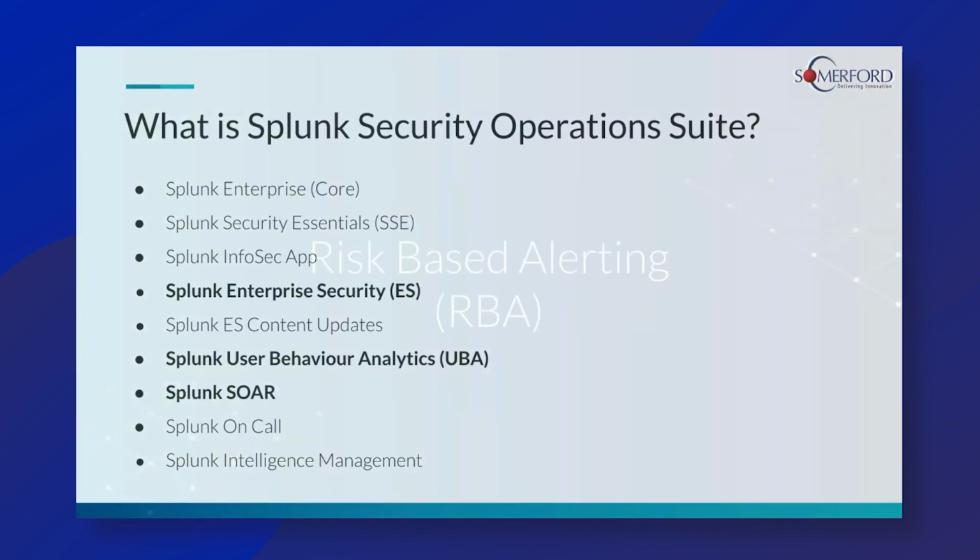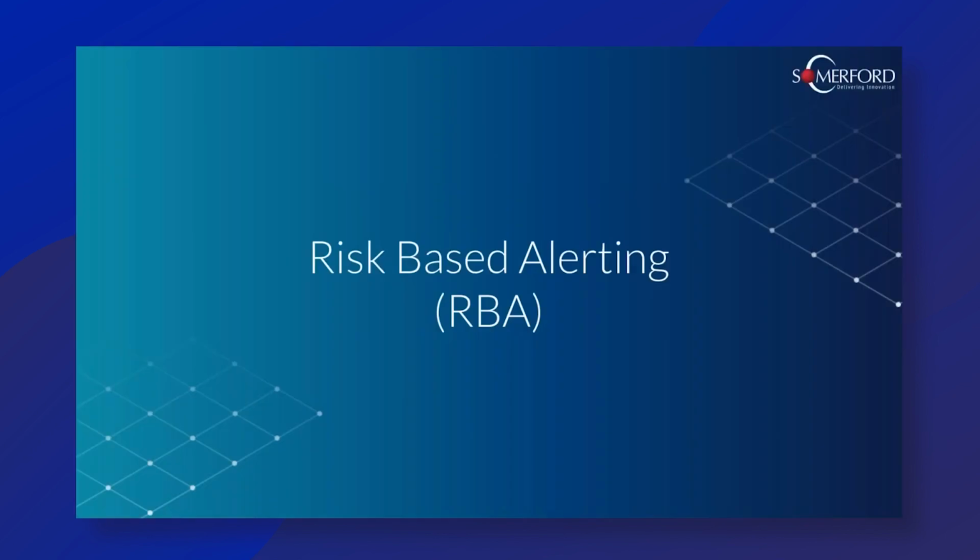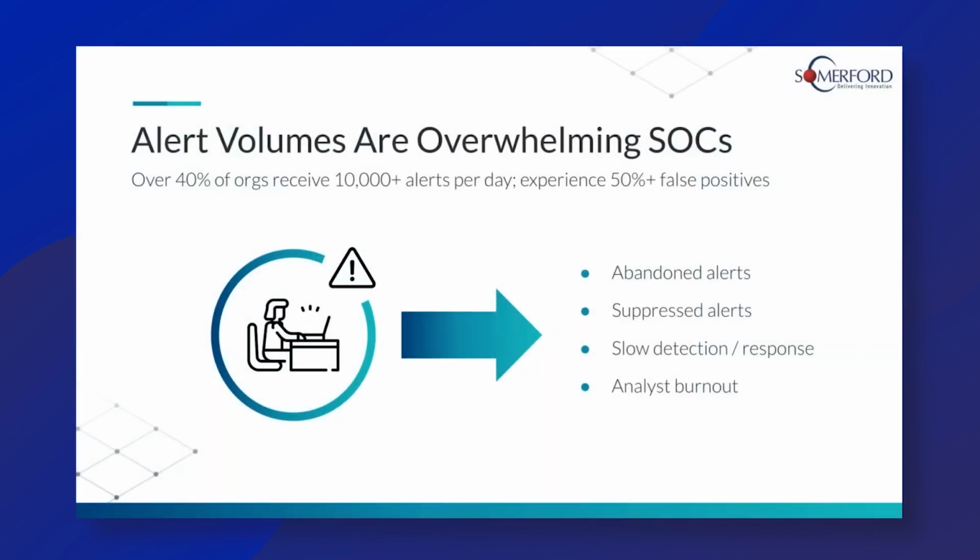Good. Right, so I did promise you a little bit on risk-based alerting, so let's just go through what it's about. So risk-based alerting is going to come from the fact that we've got a lot of alerts coming in. Over 40% of organizations receive over 10,000 alerts a day. That's ridiculous to be able to deal with, right? What does that really mean? Lots of false positives, lots of people getting lots of alerts and abandoning them, right?